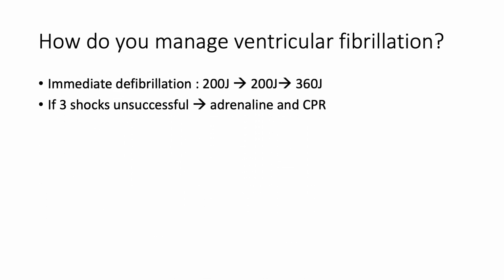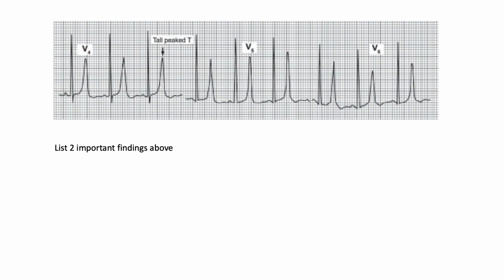How do you manage that? Immediate defibrillation. Don't waste time. Call everybody in the ward. Say you got a resus. Get your emergency trolley, get out your paddles, and you want to do immediate defibrillation. Start up at 200 joules and 200 joules, then progress to 360, and that is in a defibrillator machine, right? And it can be biphasic, right, or monophasic. If 3 shocks are unsuccessful, you want to opt for adrenaline and then CPR, right?